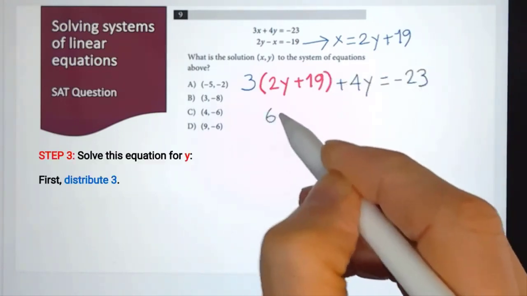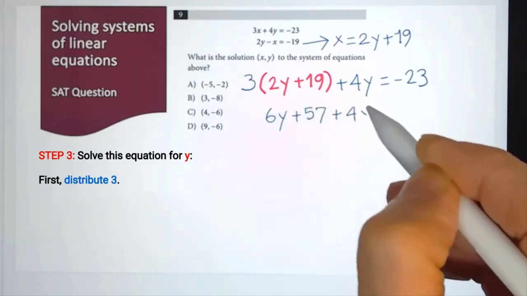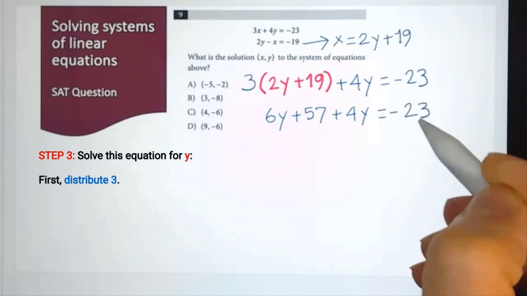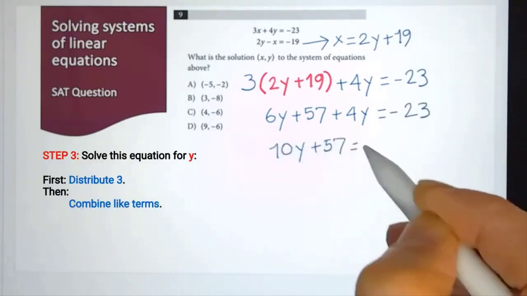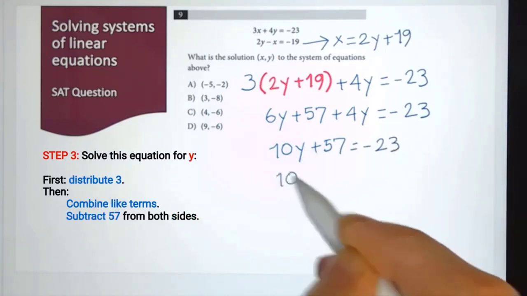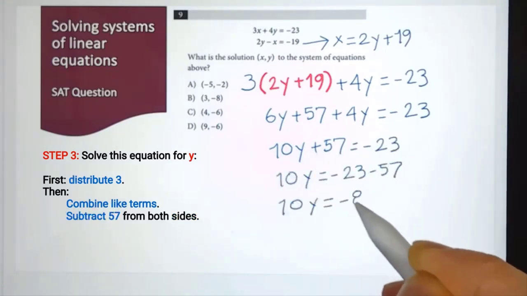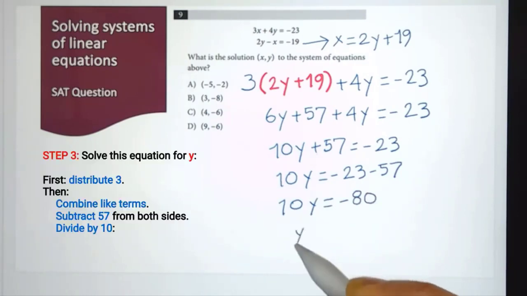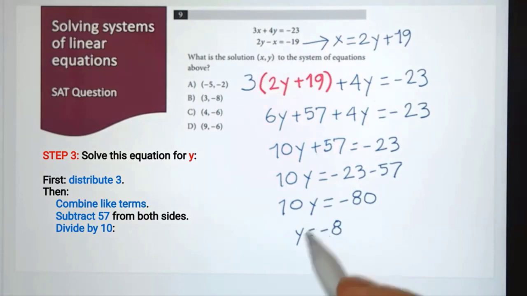Step 3 is where the action really happens. We distribute the 3, so 6y plus 57 plus 4y equals negative 23, and combine like terms, leading us to 10y plus 57 equals negative 23. Subtracting 57 from both sides gets us 10y equals negative 80. Divide both sides of the equation by 10, and we find that y equals negative 8.